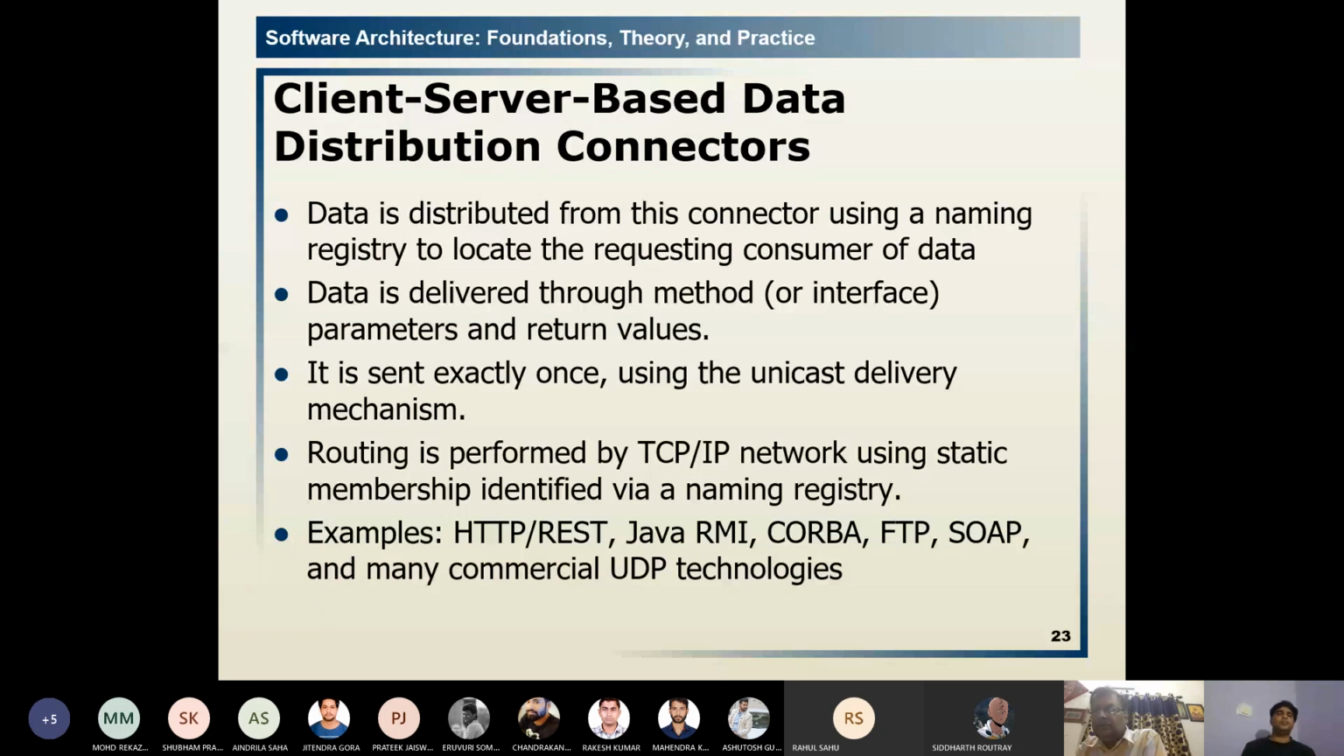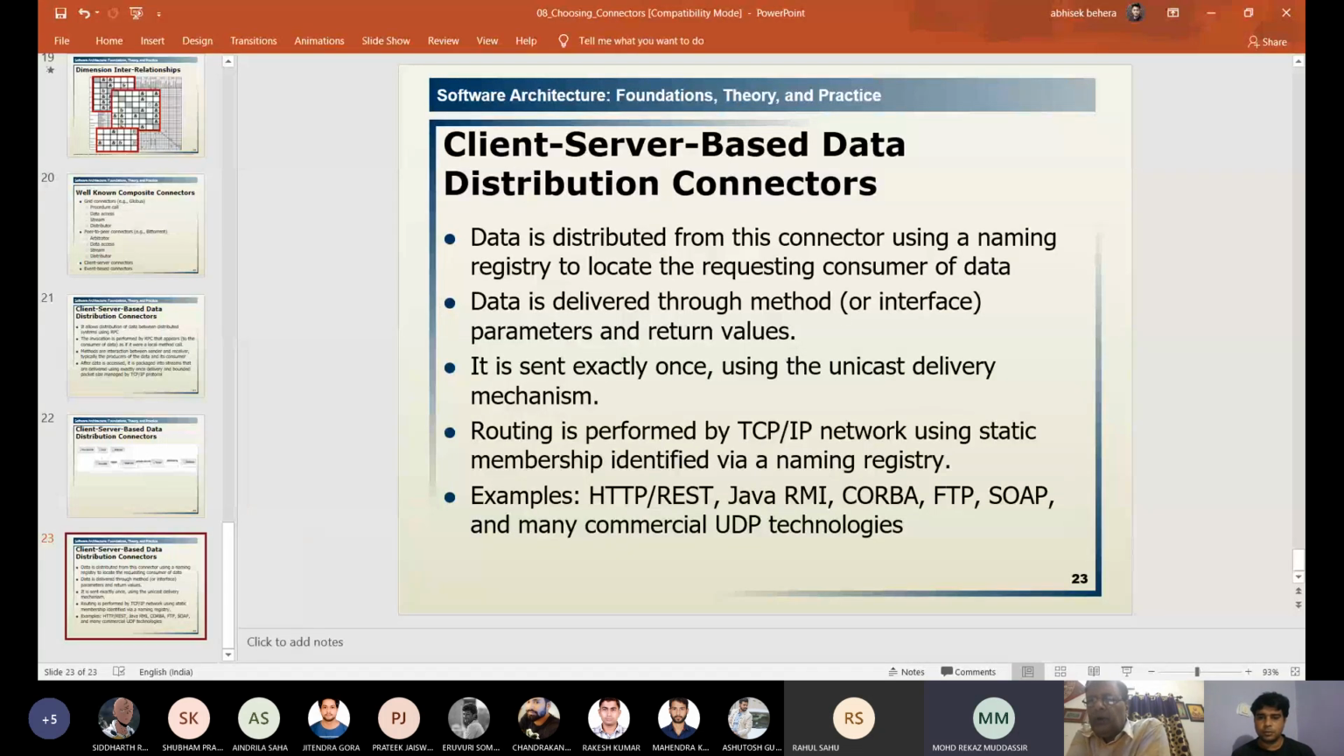Yes, Deba. Deba sir, you are muted, sir. Unmute yourself, sir. Not you, sir. Deba sir, please unmute yourself. Automatically, how is it happening? Okay, now I am unmuted. I'm okay now. Hello, I am able. Yes, go ahead.